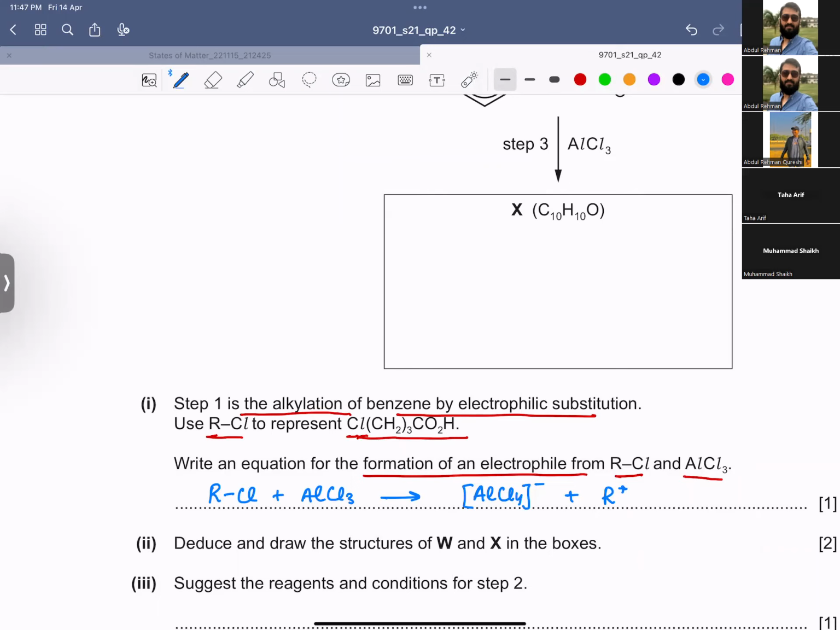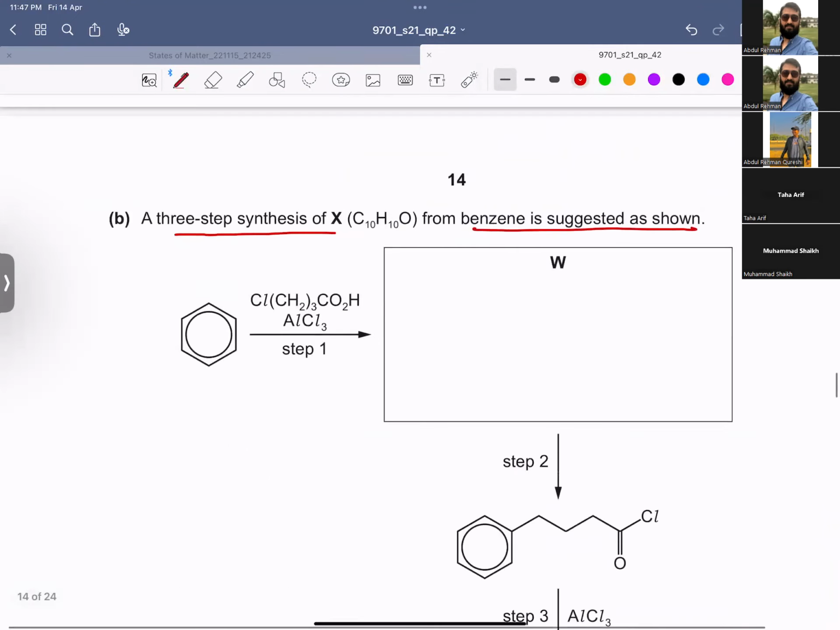Okay. Now what they are asking: deduce and draw the structure of W and X in the boxes. So let's have a look over here. If you look at this, there are 3 CH2 units. So it means that there is a chlorine, then carbon number 1, carbon number 2, carbon number 3. So 3 CH2 groups. Then the 4th carbon has a C double bond OH group.